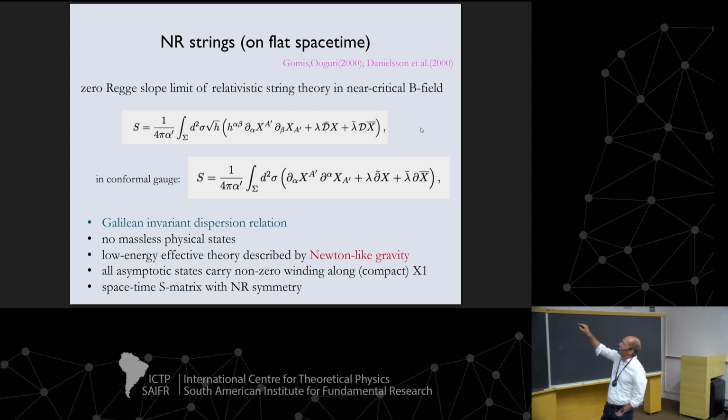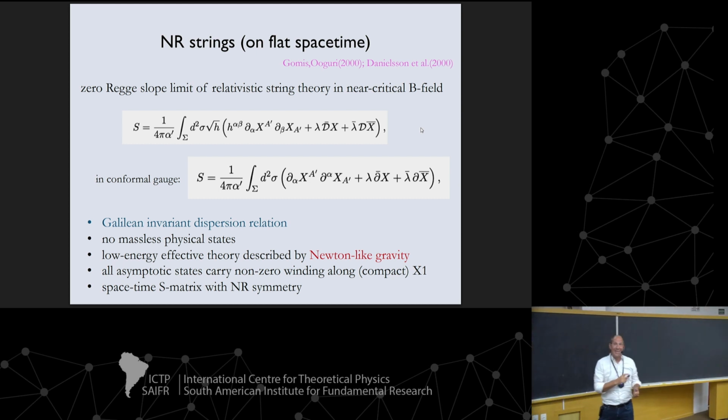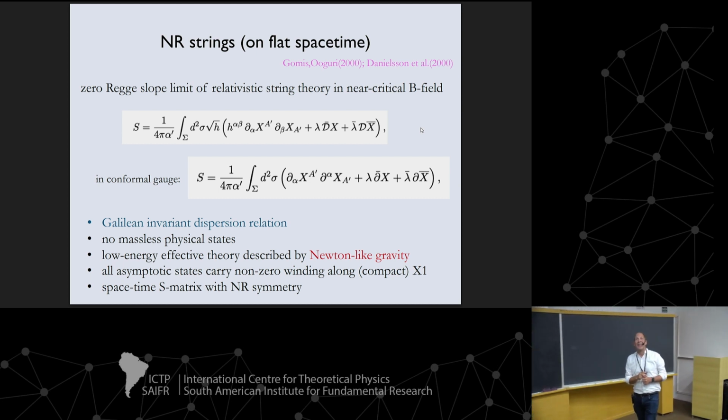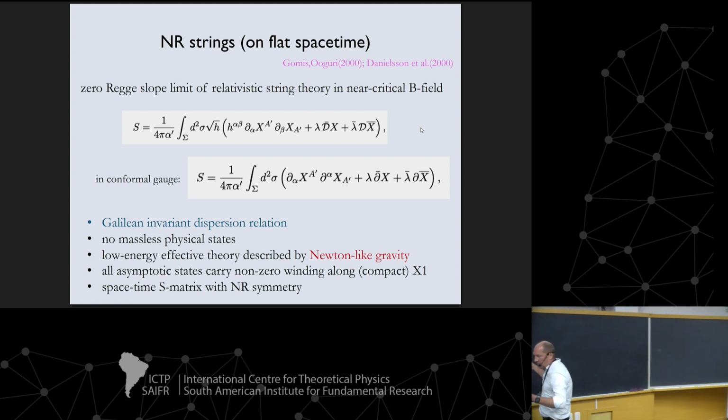Here's the result that these authors got. Look at the zero Regge slope limit of a relativistic string theory in a near-critical B field. It gives an action like this, where this is the worldsheet metric. In conformal gauge, this is the action. These axes are transverse to the worldsheet, and these are light cone directions on the worldsheet. And you can show, it was already shown in this beautiful paper, that string theory has, first of all, a Galilean invariant dispersion relation, no massless physical states, so all the physical states have at least some non-zero winding.